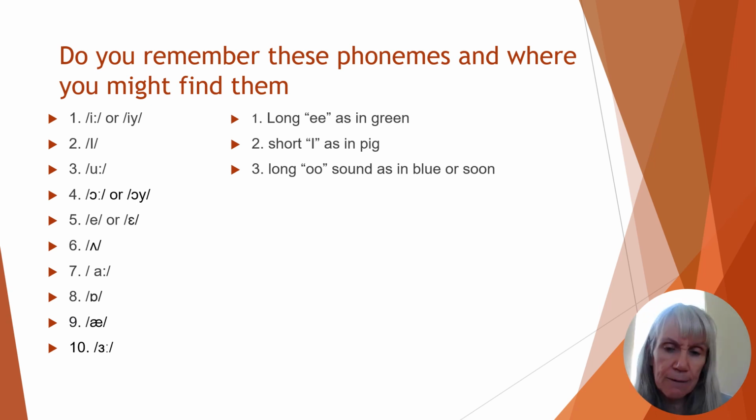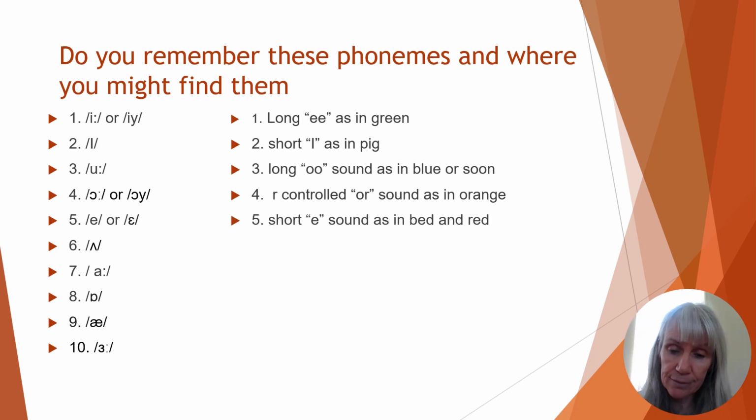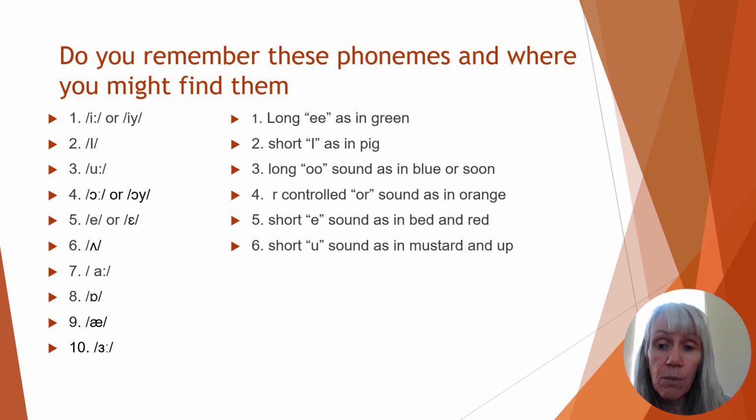Do you remember the next one? And this is where the R control comes in. What we're seeing here is the R controlled OR sound, as you might hear in orange, okay? Orange. What about number 5? It looks like a lowercase e, or a kind of backwards mirror image E. Where do we hear that? It's a short E sound as in bed or red, bed, okay? What about this 6, this upside down V? That is our short U sound as in mustard or up.